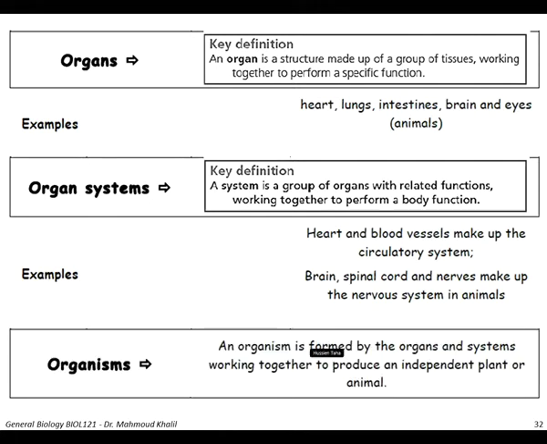Eventually, the different organ systems will lead to an organism. The organism is formed of all these systems working together to produce an independent plant or independent animal.